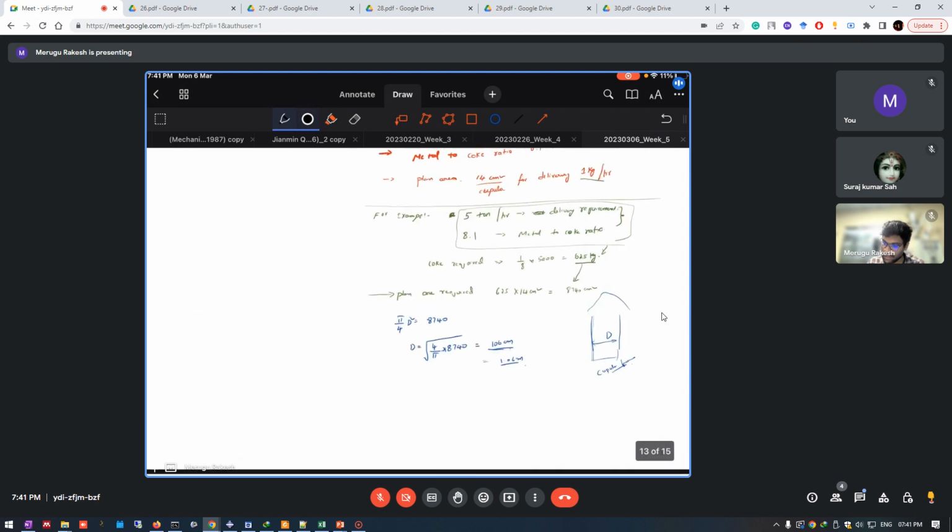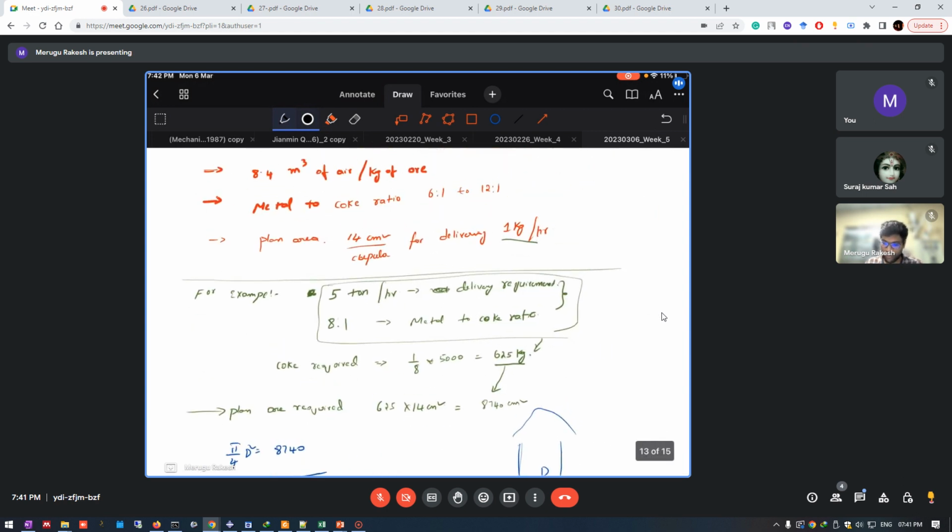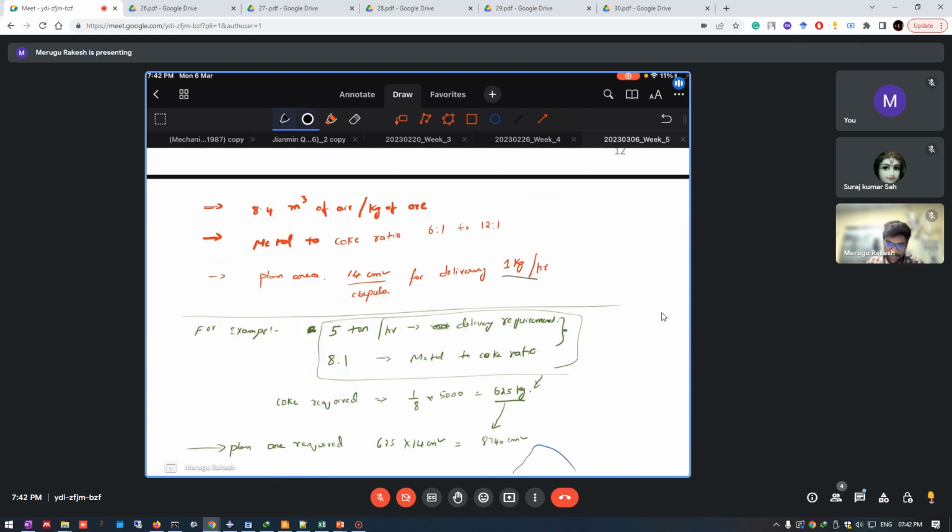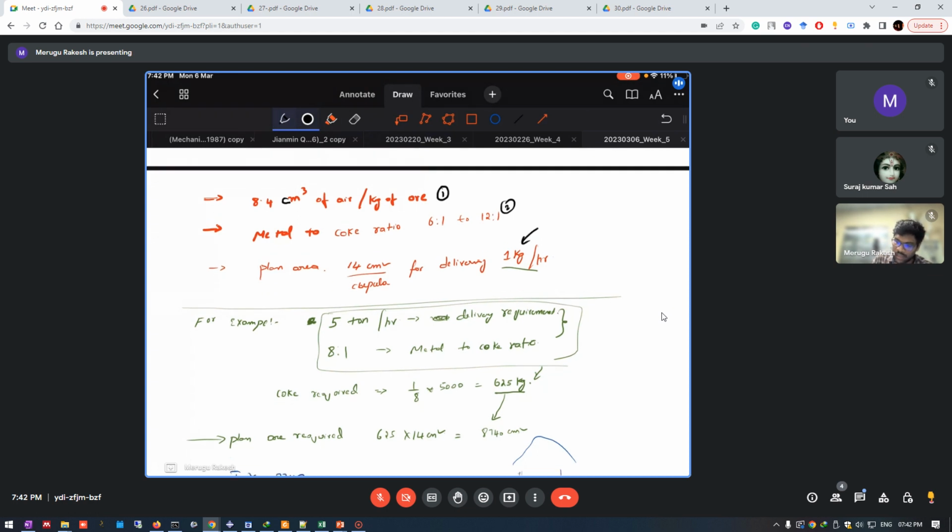And here we have discussed how to design this cupola furnace. Basically we need to know how much air in meter cube per kg is needed, that is one thing. The second thing is the metal to coke ratio. Then this plane area is fixed, that is 40 centimeters square for delivering 1 kg per hour. This 1 kg is for the coke.